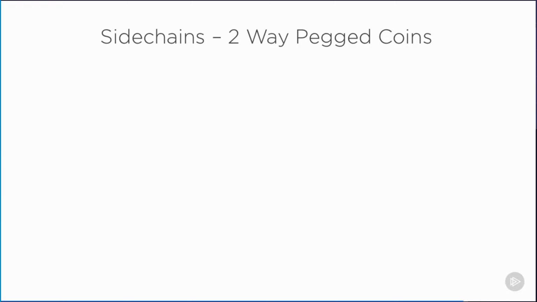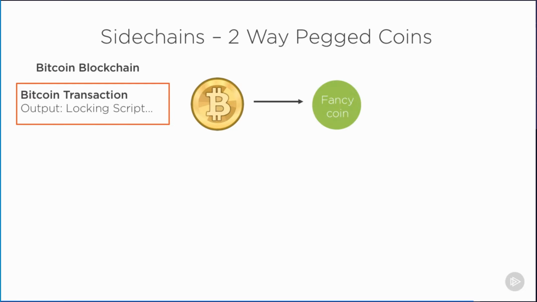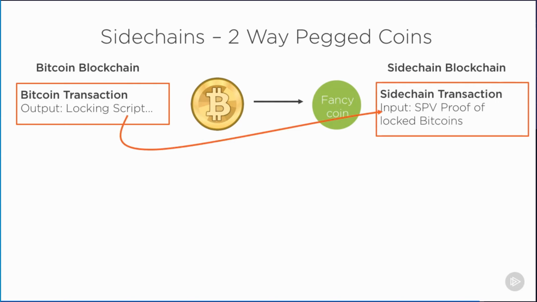Instead of burning Bitcoin, what if the Bitcoin could simply be locked up and then traded back later on? Suppose somebody wanted to create a new system called FancyCoin. Just like Counterparty, new fancy coins can be created by sending a Bitcoin to a special locking script. Now, rather than monitoring the Bitcoin network, the FancyCoin software could be fed a proof that the Bitcoin is properly locked. This proof would be similar to the SPV proofs used by lightweight clients now to verify transaction existence.